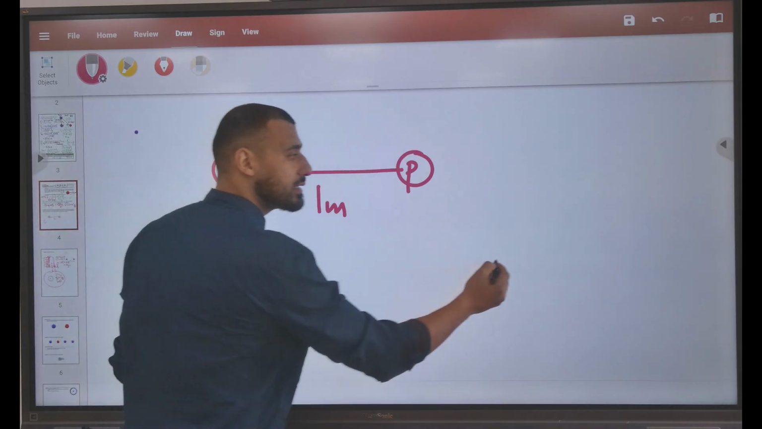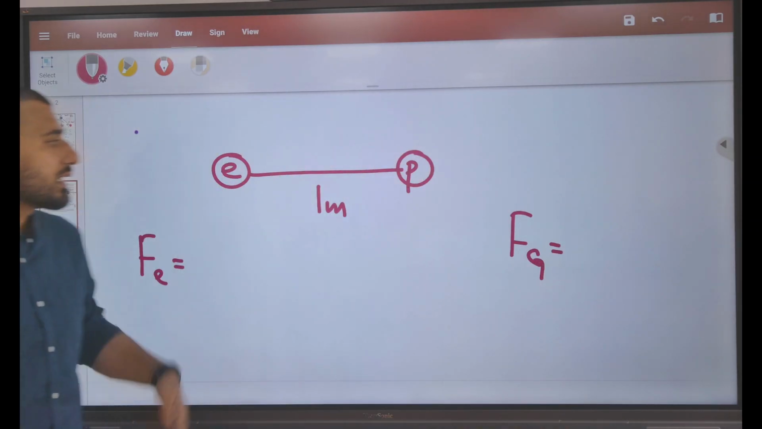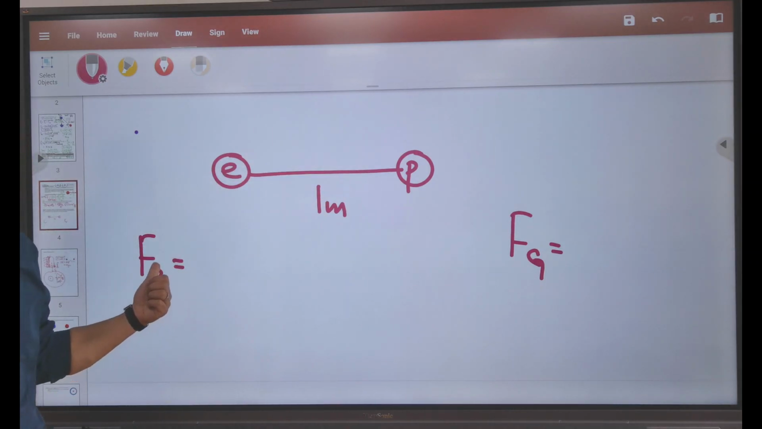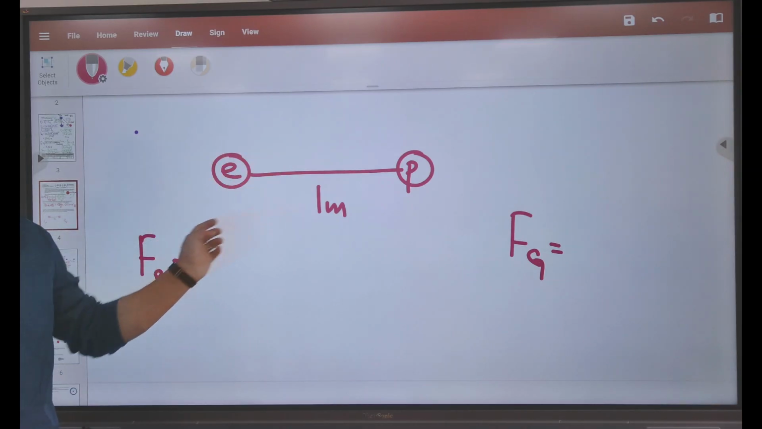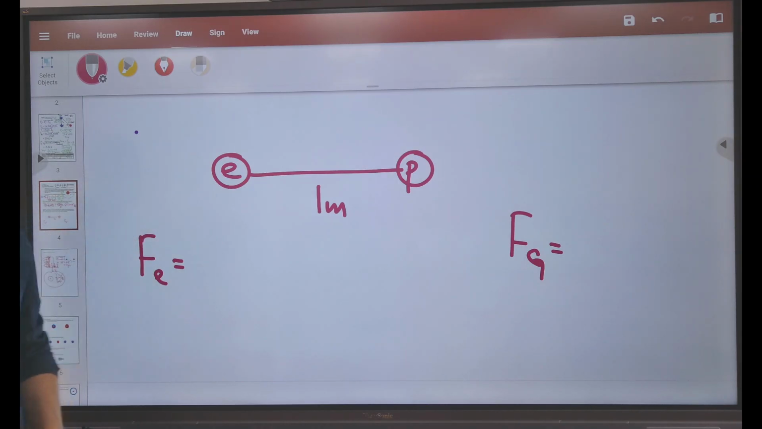Can you guys calculate the gravitational force between them? What is the gravitational force? It will be because of the mass, isn't it? And what is the electrostatic force? It is because of their charge, isn't it? Can you calculate it? I will give you all the values. You try to calculate it.